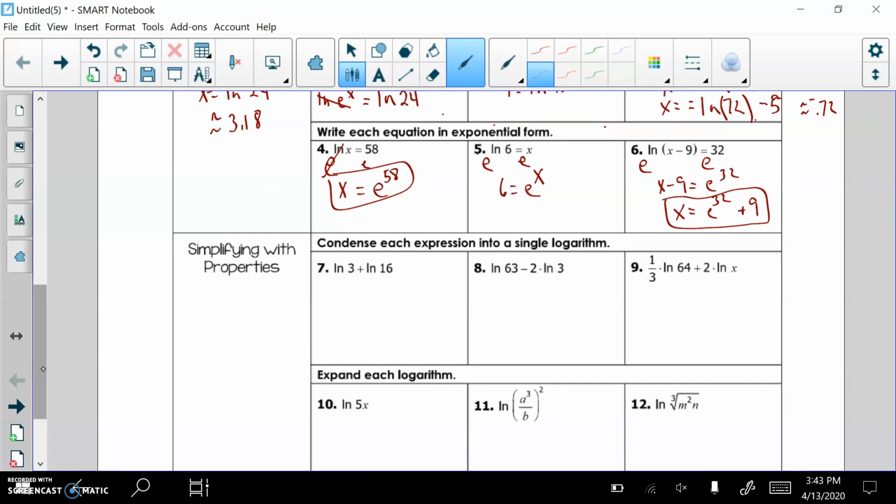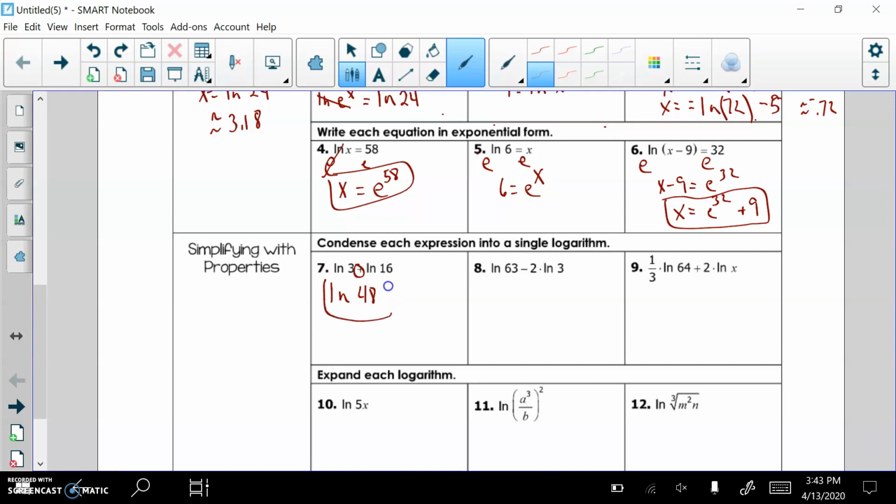All right, now the cool stuff, the review stuff. Condense. We're going to condense and expand. So this goes all the way back to the beginning of this unit before spring break when we were condensing and expanding logarithms. Addition means multiplication, so that is simply the natural log of 48.